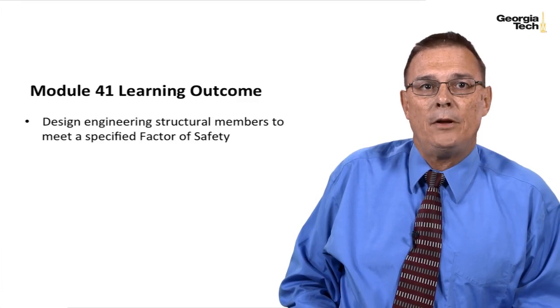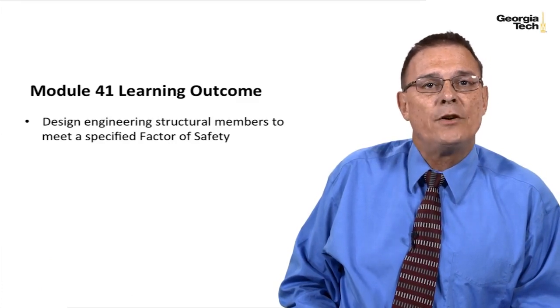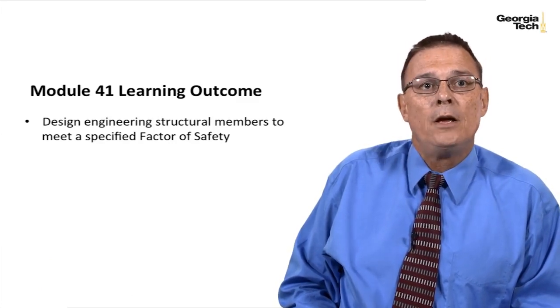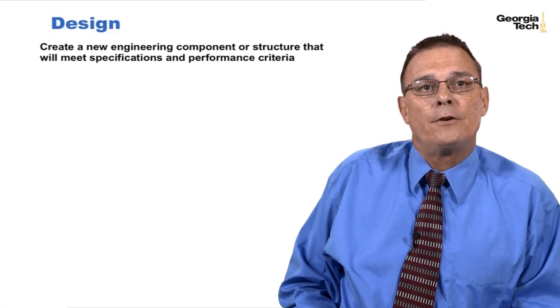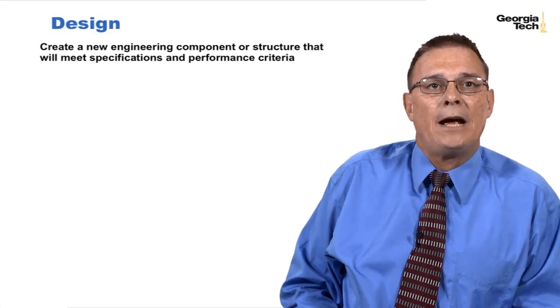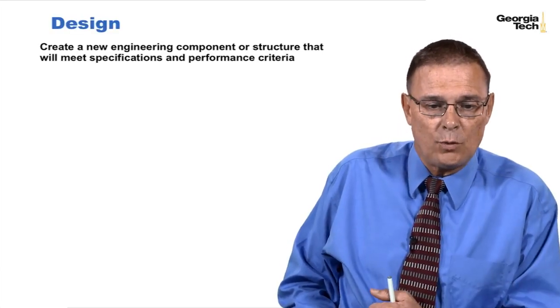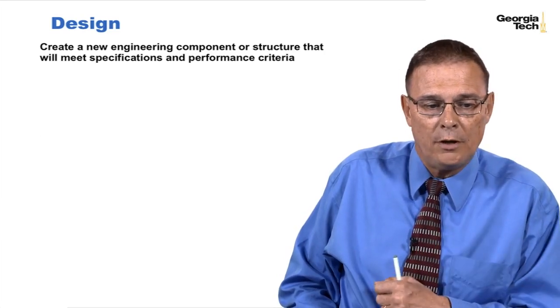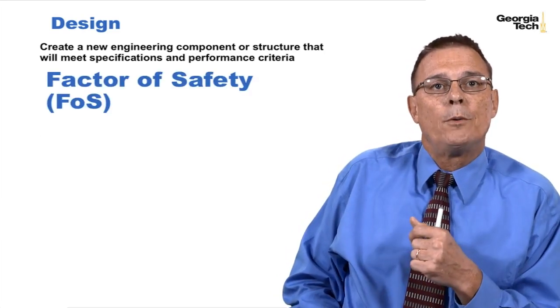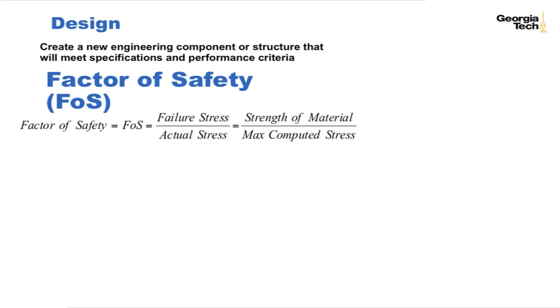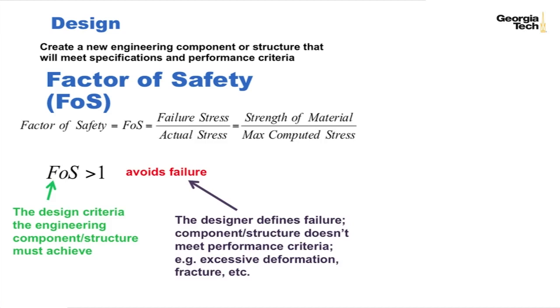Today's learning outcome is to design an engineering structural member or members to meet a specified factor of safety. And so this is a review from last time. We said that design was creating a new component or structure that will meet specifications or performance criteria. We defined factor of safety as being the strength of material over the computed stress, or the actual stress. And we wanted a factor of safety greater than 1 to avoid failure.